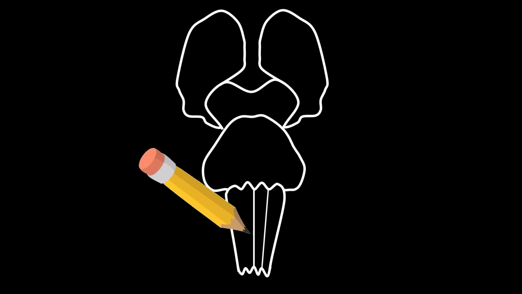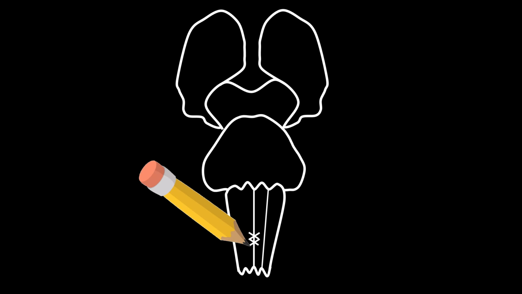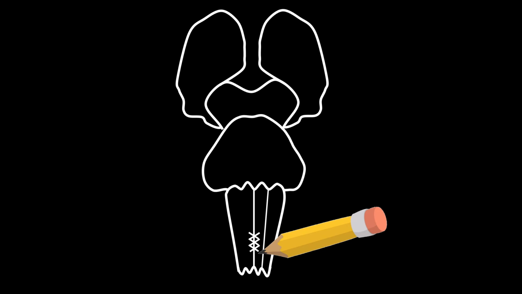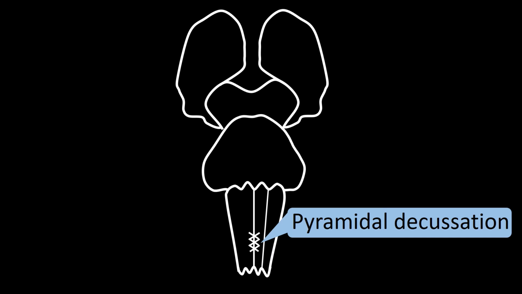Now go down on the other side of the midline and place the pencil a little bit under halfway to the structure and draw some multiplication signs on top of each other, as I am doing here. As you see, these multiplication signs represent the pyramidal decussation.